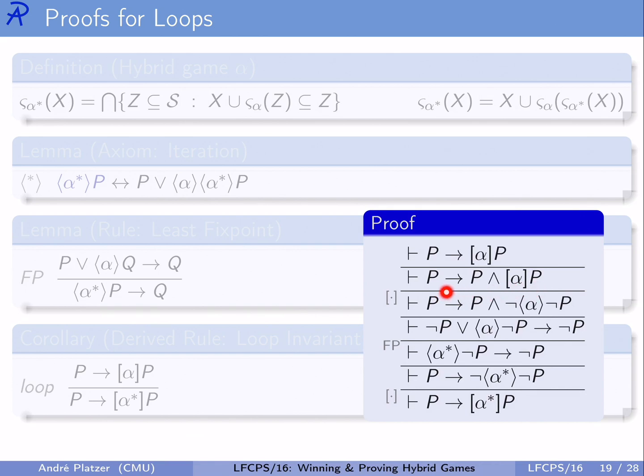Well, but now we have whether P implies P and some other stuff, and P always implies P, for example. This will be proved away, and what we've got left is just the question whether P implies that a Demon has a winning strategy in one more round of alpha to still make P true. That means the loop induction principle, the proof rule, still works for hybrid games.